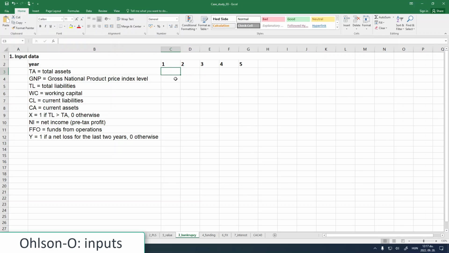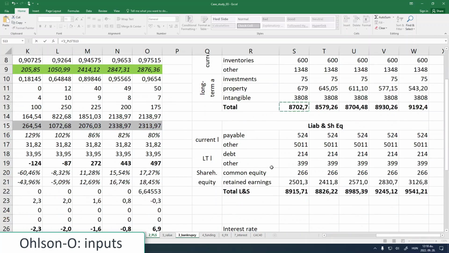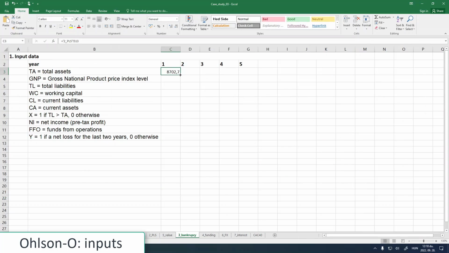So total assets. We have to go to the profit and loss statement sheet because there is the balance sheet, and here we have this huge total number. So this is obviously the total asset. It's supposed to be the same as here, but it's not. So let's focus on total assets. In accounting they should be the same, but since I downloaded this data from Reuters, maybe they skipped some stuff.